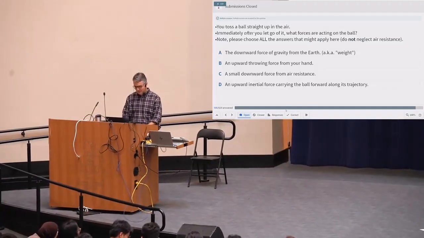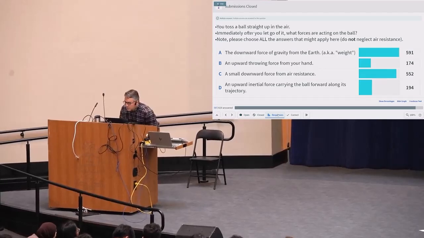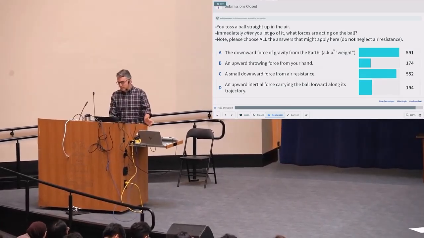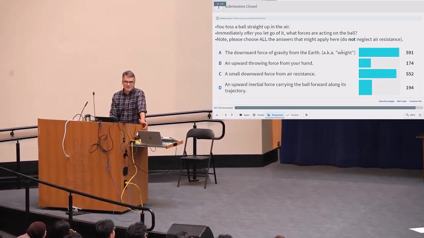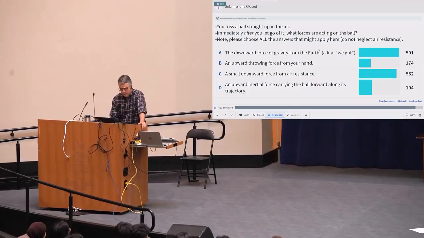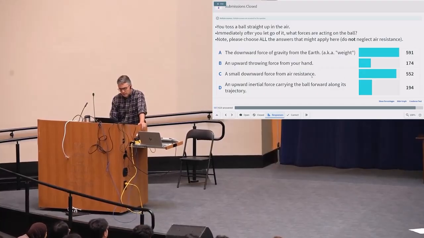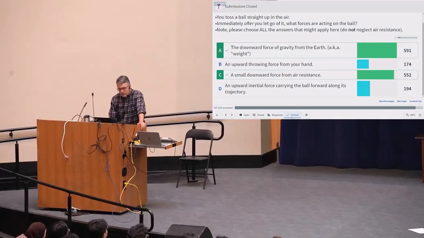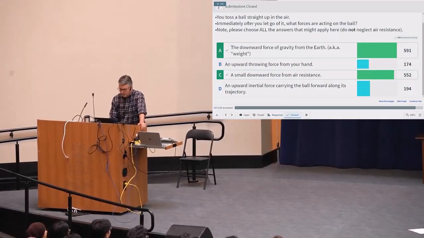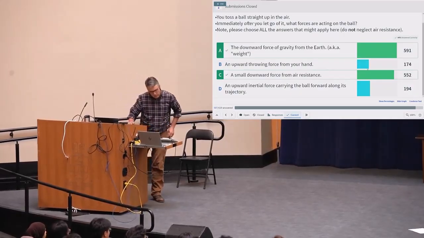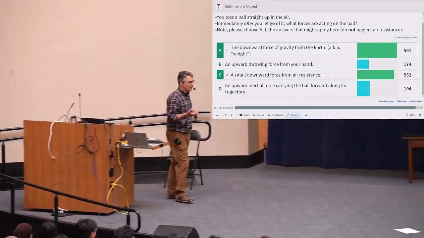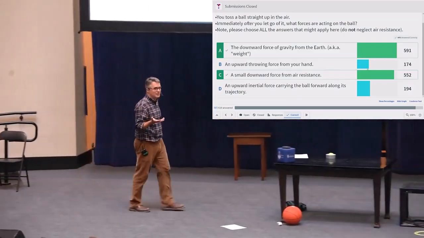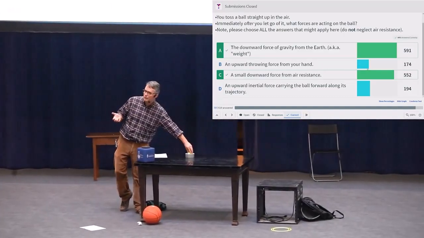Drum roll. Responses are... So a lot of people voted for weight, which I think has got to be true, right? All of us have the downward force of gravity on us. Upward throwing force of hand got a lot less votes. Small downward force of air resistance and this inertial force. So what I liked were A and C. The idea with B is just that after it's left my hand, I'm no longer applying a force to it.